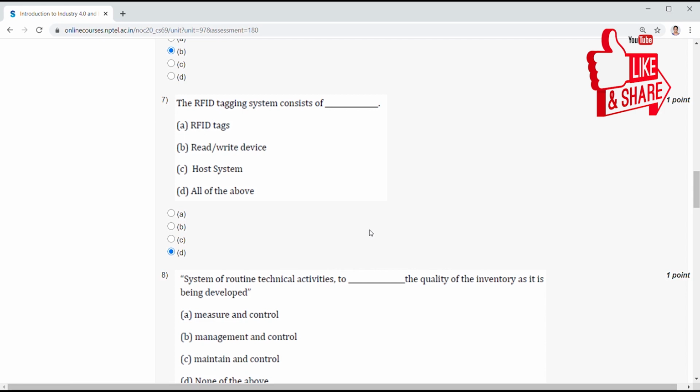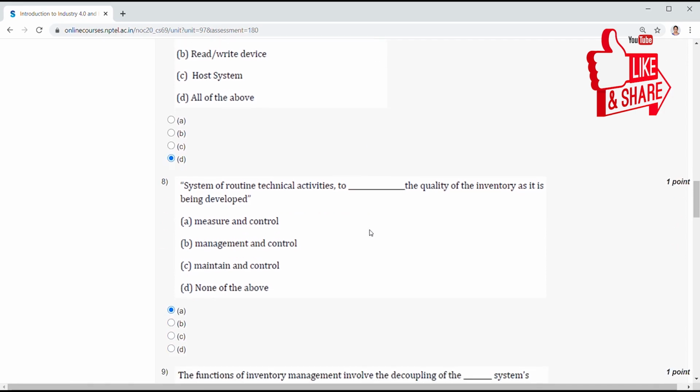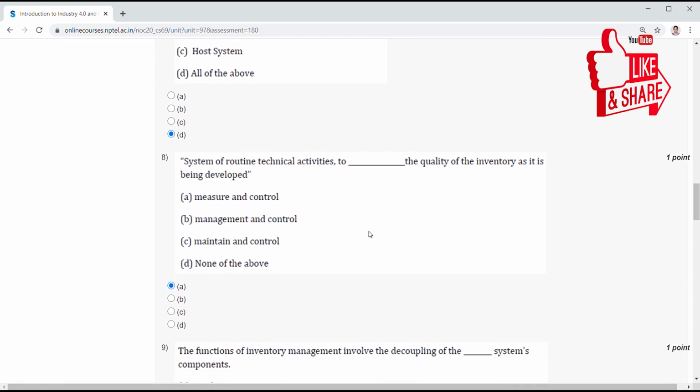Coming to the eighth question. System of routine technical activities to dash the quality of the inventory as it is being developed. The options are A. Measure and control, B. Management and control, C. Maintain and control, D. None of the above. So measure and control is the right answer.